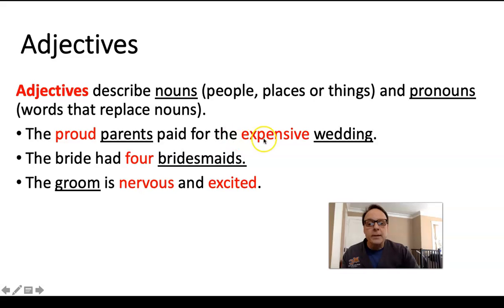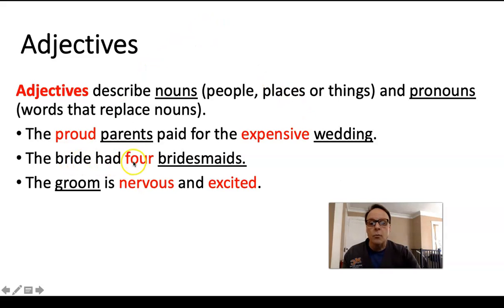The proud parents paid for the expensive wedding. So parents is a noun. It's a group of two people, right? And proud is telling how they are. So this part in red is an adjective. It's describing this word. What you'll notice, obviously, in English, adjectives tend to precede, meaning they're before nouns. So you have proud parents rather than parents proud. You have expensive wedding rather than wedding expensive. There may be some times when it's okay to invert, change that order, but generally that's what we do, right?